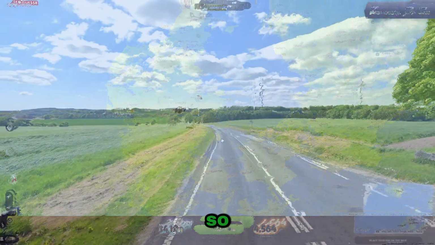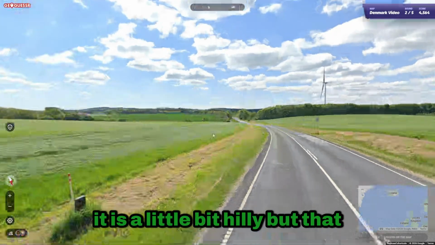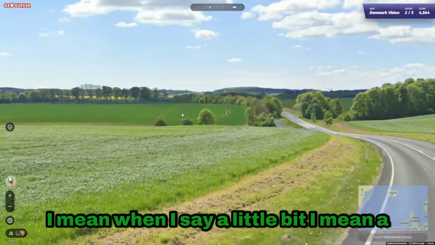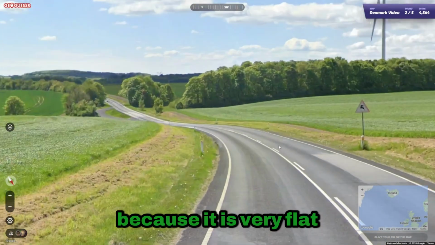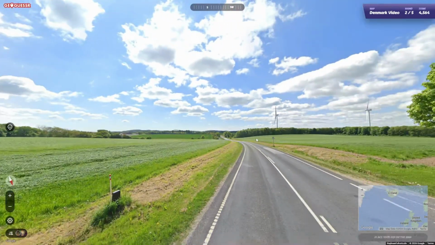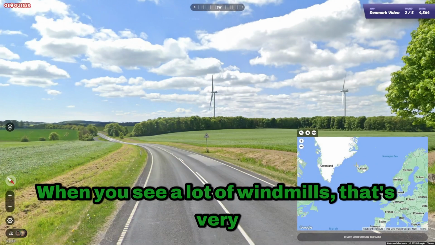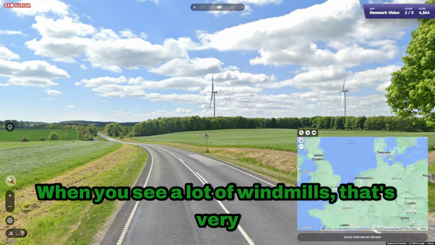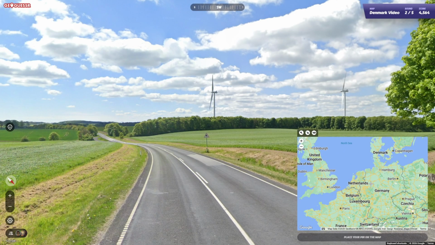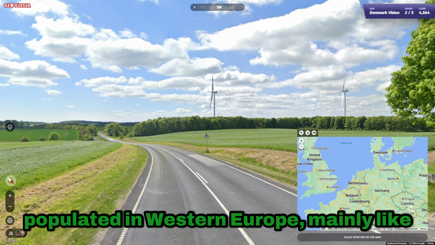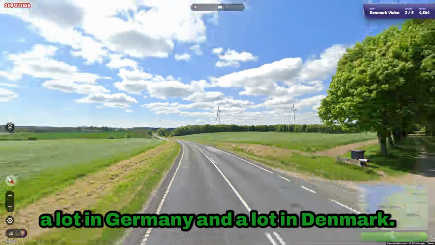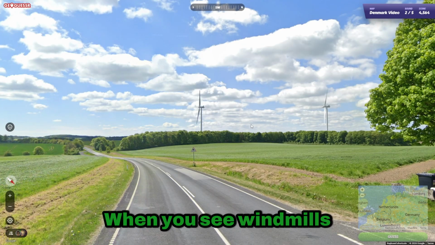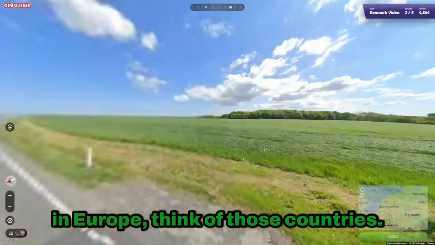Okay, so instantly, it is a little bit hilly, but I mean, when I say a little bit, I mean a little bit. But then we know it's Denmark because it is very flat. We do have the bollards. And we even have the windmills. When you see a lot of windmills, that's very populated in Western Europe, mainly like Netherlands, a lot in Germany, and a lot in Denmark. When you see windmills in Europe, think of those countries.